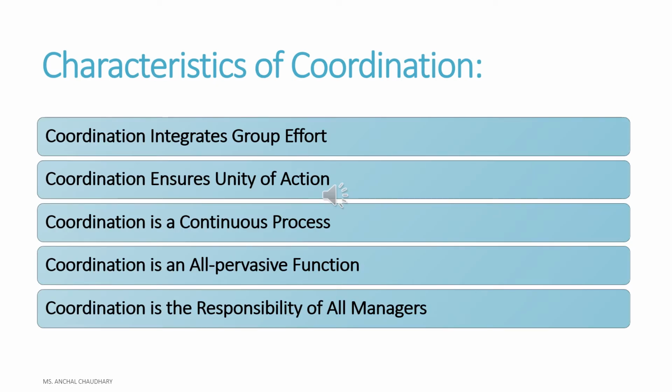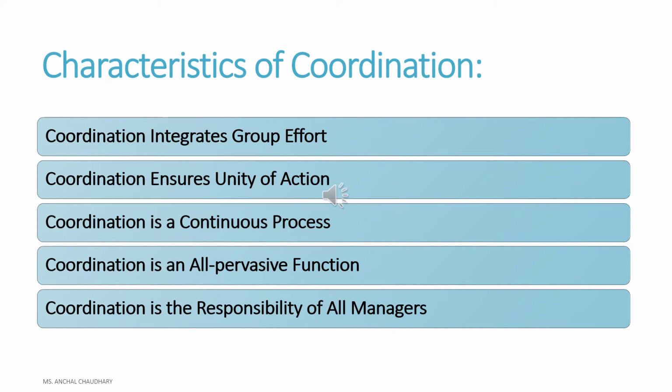Now, next is the characteristics of coordination. First, coordination integrates group efforts. As I told you, it's a group effort process because you can't work very efficiently as a single entity. Suppose a task is given to 10 employees, then that task can be completed more efficiently and also in a shorter duration. But if the same task is given to a single employee, then he might not be able to complete that task efficiently, or it will take more time than the group task. So coordination integrates group efforts so that the organizational objective can be achieved.